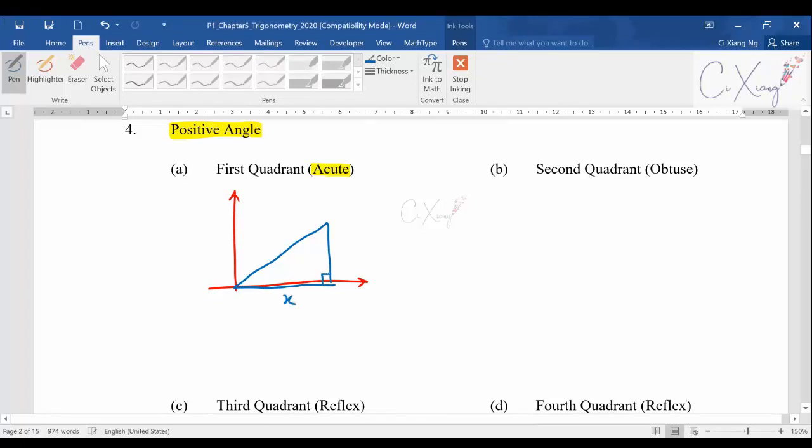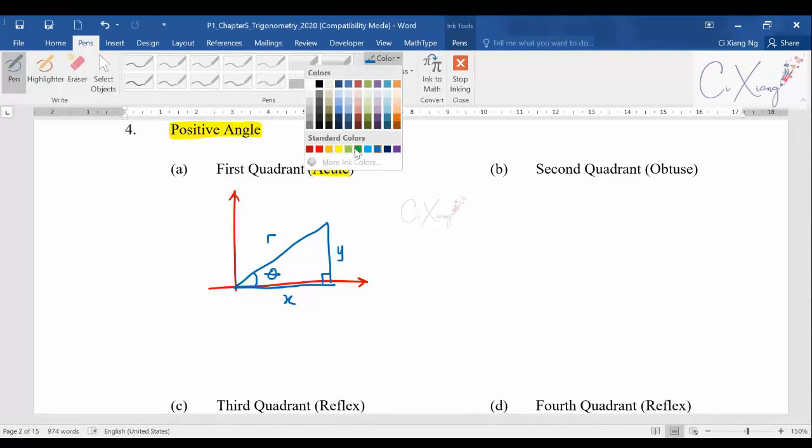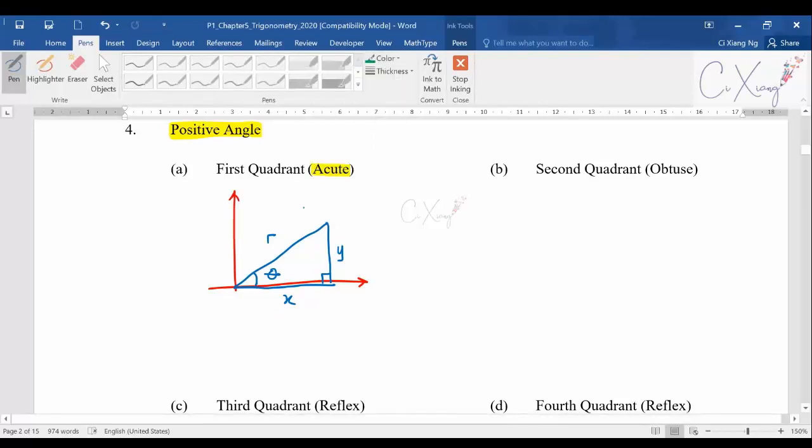Okay, and then this is the X, this is the Y, and this is R. Therefore, this is theta. All right, so for the first quadrant, generally all the trigo values will be positive, all positive. That means sine theta, cos theta, tangent theta, everything will have a positive value in the first quadrant. And the angle that we state here is theta. I'll let you know what the meaning of theta is here.